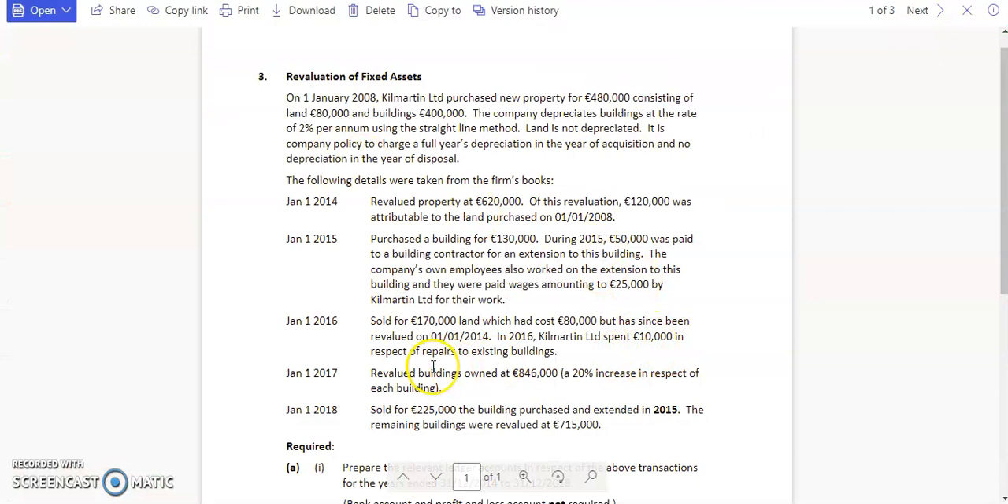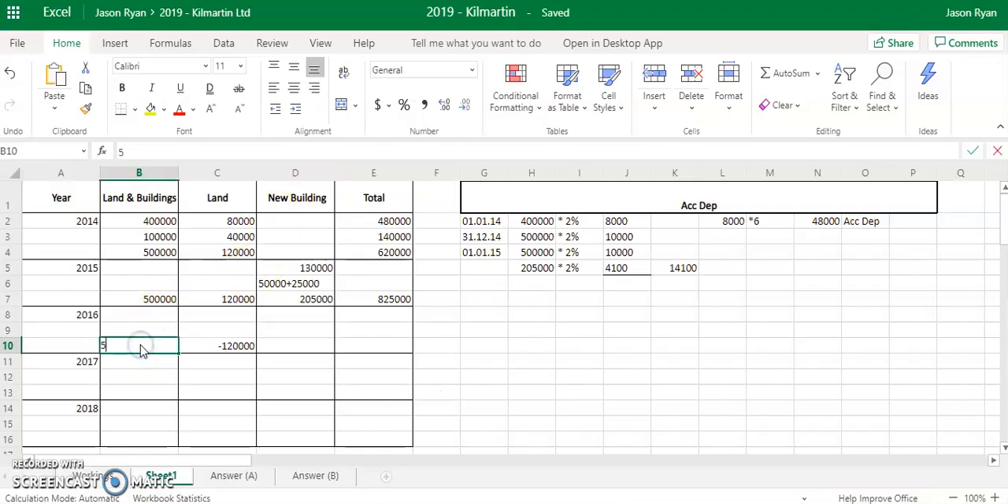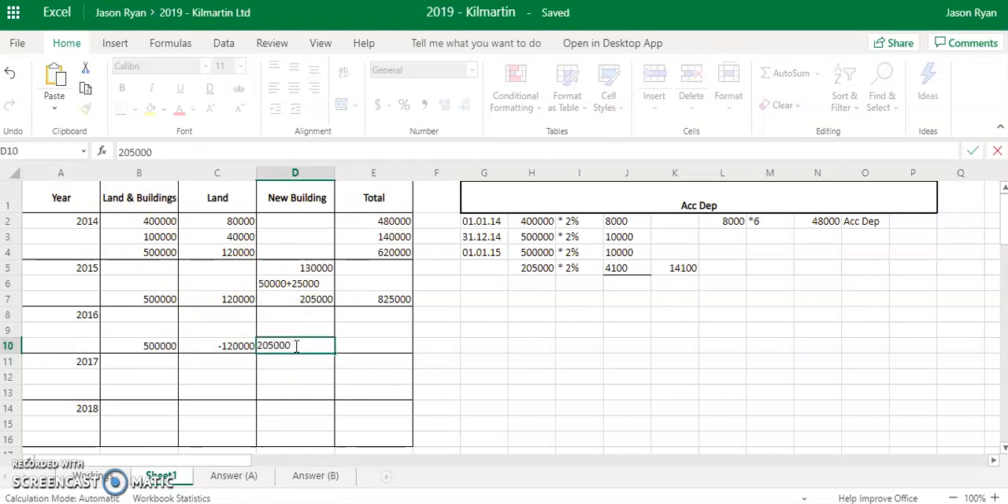Okay, we spend 10,000 in respect of repairs, so you're just going to set up a repairs account and you're going to debit it by 10,000. So what we've left then, we've got 500,000 of land and buildings, and we've got 205,000 in our new build. So we need to get the depreciation for those two.